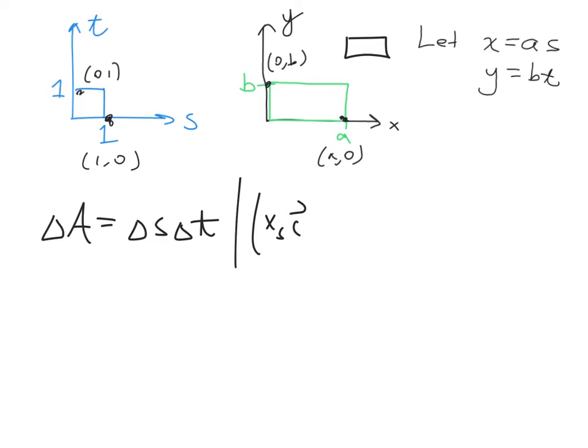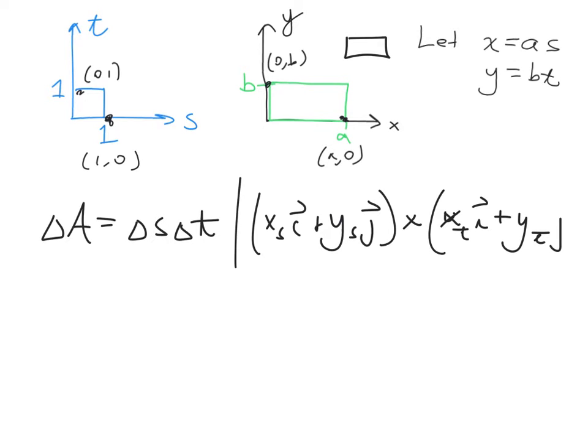the rate of change of x with respect to s, i, plus the rate of change of y with respect to s, j, crossed with the rate of change of x with respect to t, i, plus the rate of change of y with respect to t, j. So this vector gives us one edge of this box, this vector gives us a different edge of this box. The magnitude of their cross product is delta A, the area of this box, and of course then we'll take the limit as delta s and delta t go to 0 to get dA.